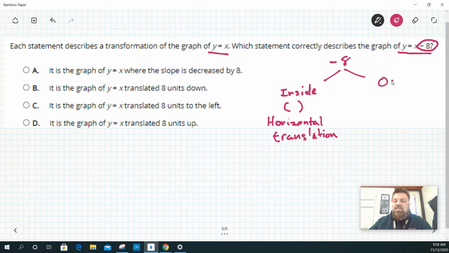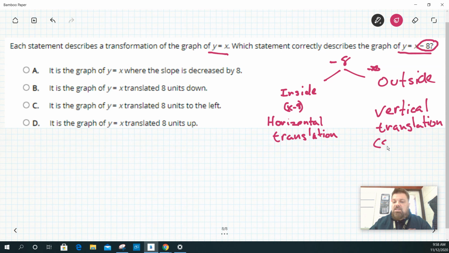Now, if it is outside of the parentheses, in other words, it would be like x minus 8 inside parentheses. But if it is outside, then it is a vertical translation. Now, this is kind of hard to imagine, and we'll talk more about it, but clearly it's outside, so it's a vertical translation. Translation is just a fancy math word that means move or slide. So we could think of it as a slide.